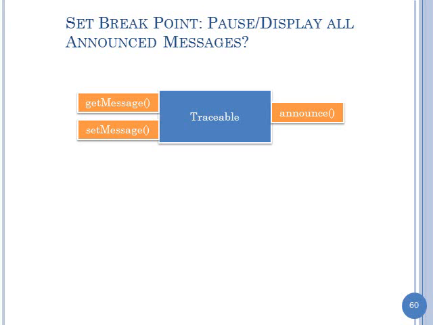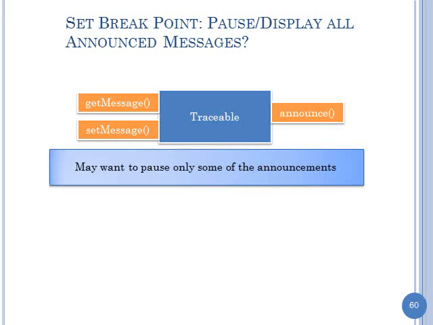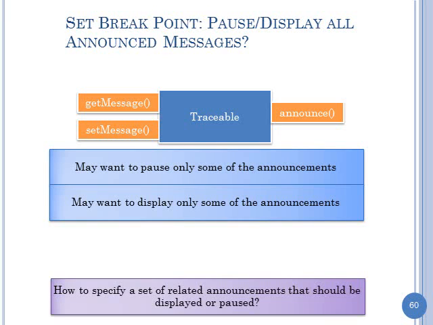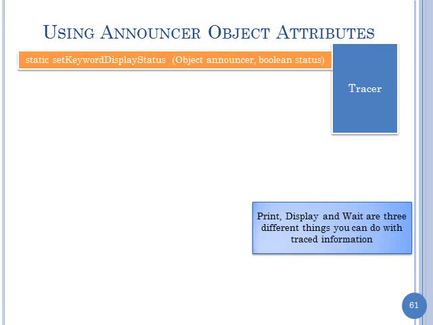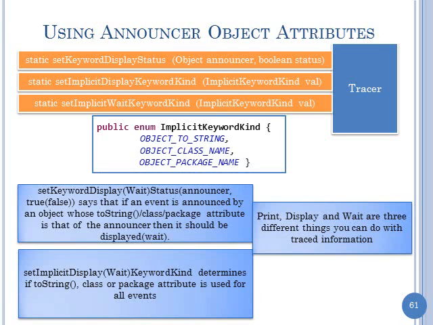And so now the question is, should I be doing this to all messages? I may want to pause only some of the announcements, may want to display only some of the announcements. How to specify a set of related announcements? We just have the same kind of calls that we had earlier, where I was saying set keyword print status, now I say set keyword display status or wait status. This is all details. The concept we saw at the beginning. This is just how to use it. And the default is the package name.